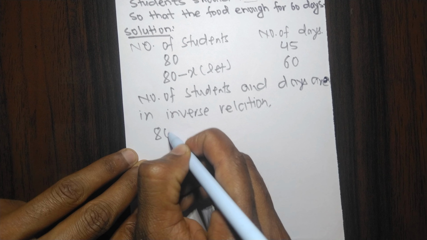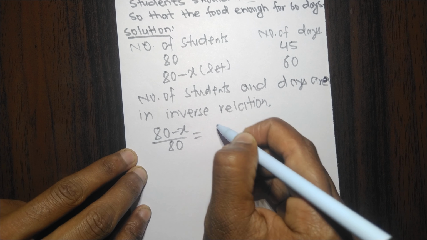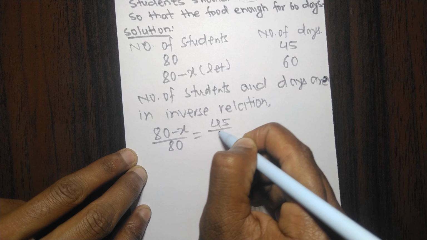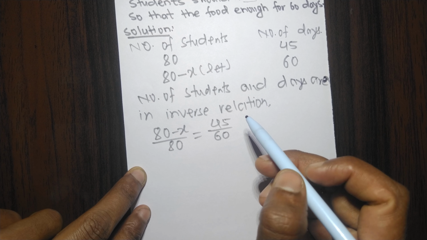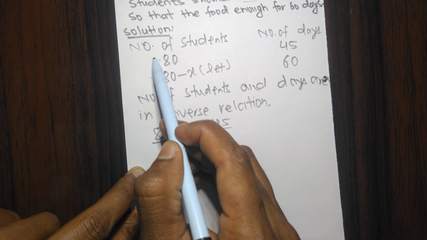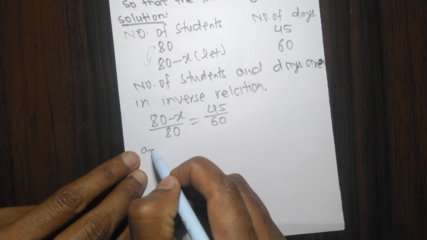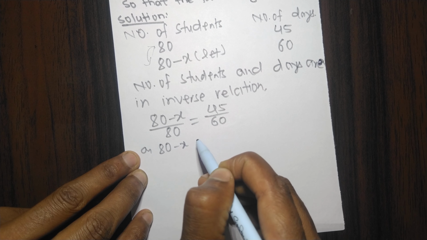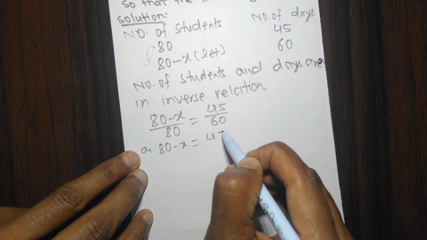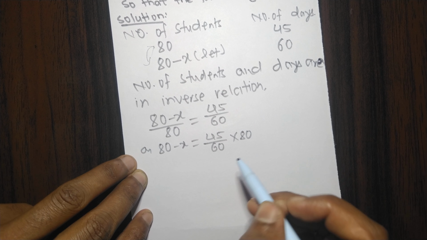So it becomes (80 minus x) by 80 equals 45 by 60. So in case of inverse relation, we just interchange numerator and denominator. So now 80 minus x equals 45 by 60 into 80.